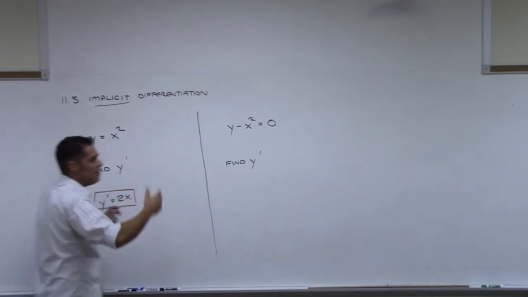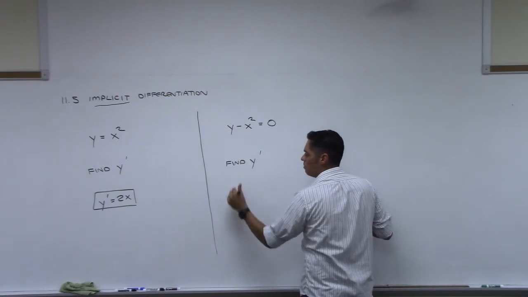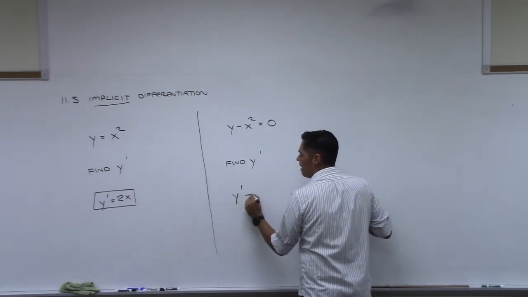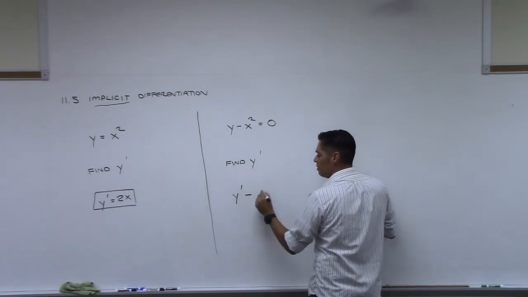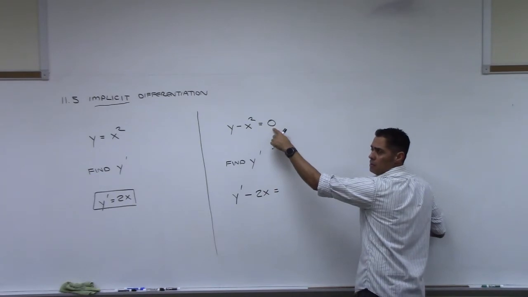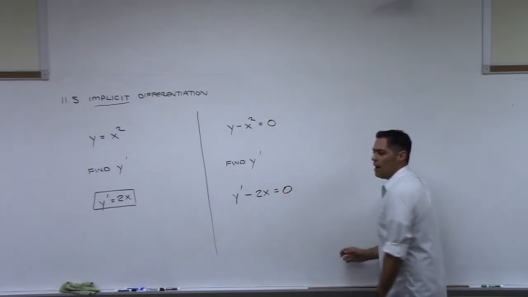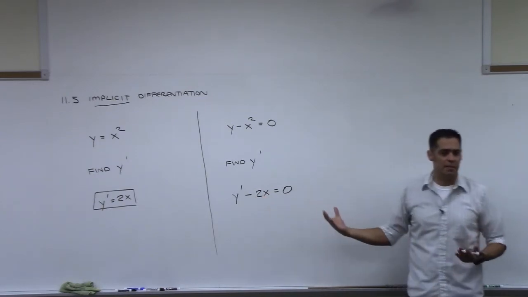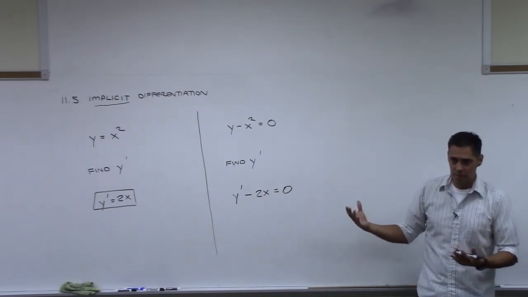Okay, let's do that over here. What's the derivative of y? Y prime minus, because I can do these separately, right? What's the derivative of x squared? 2x. And then what's the derivative of 0? Well, 0 is a constant, right? So derivative of a constant is still 0. And now, could you just move this over and you would have the same answer? Yes? Yeah? Sure?